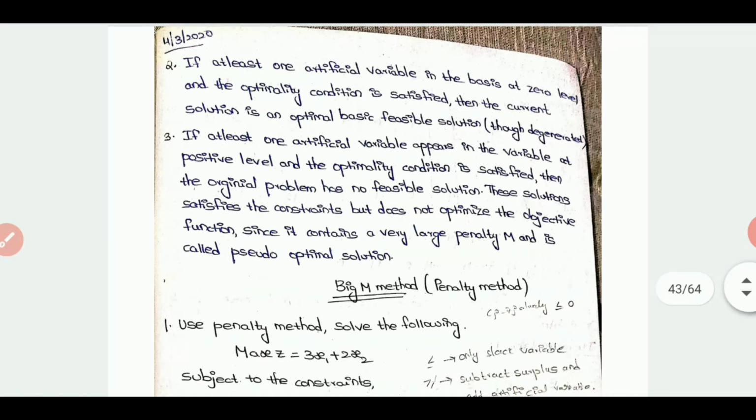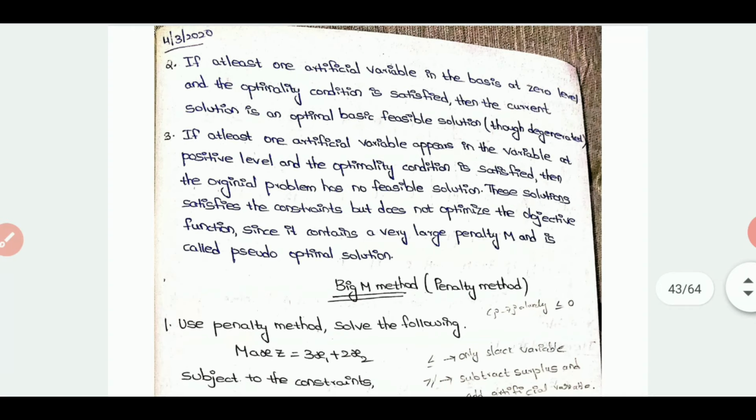So here the optimality condition is Cj minus Zj. If any one artificial variable is at zero level in the basis and it satisfies the optimality condition, then there is a basic feasible solution, though it is degenerate. And the third condition is if at least one artificial variable appears in the basis at positive level and the optimality condition is satisfied, then the original problem has no feasible solution.